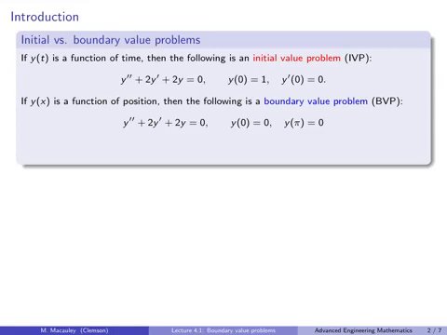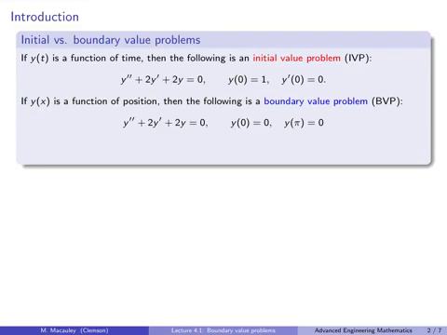In contrast, boundary value problems usually arise more naturally when we have ODEs involving functions of position. So here we use the variable x. Now we don't have to do this. We could have an initial value problem with a variable x and a boundary value problem with a variable t, but just physically, these are the ones that typically arise, and we'll see why shortly.